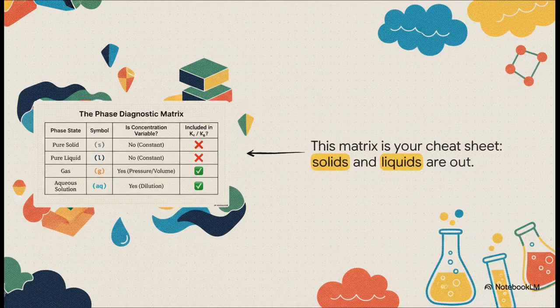And if you need a quick and dirty summary, this table is basically your best friend. It puts it all in one place. Pure solids and pure liquids, their concentration is constant, so they are excluded from the K expression.